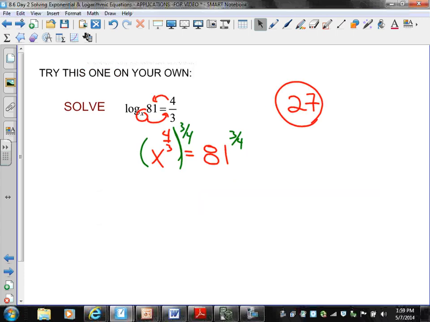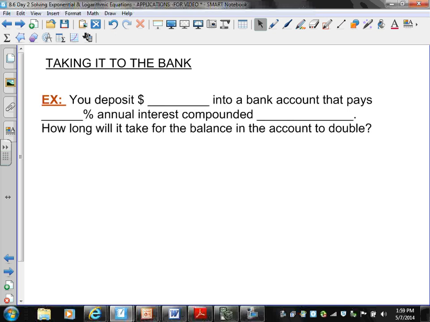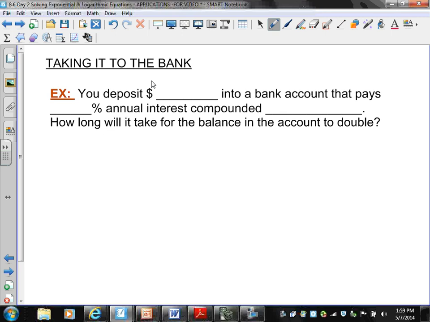Okay. But we're definitely going to see something like our good old bank problems that we had before. So let's take a shot at one of these. Okay, so I'm going to deposit, let's say, how about we put in $1,000 into a bank account, and I'm going to have this pay out at 5% annual interest, and I'm going to compound this monthly. And the question is, how long will it take for the balance of the account to double?